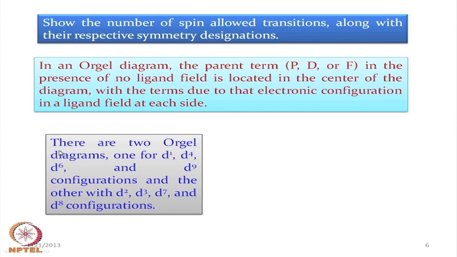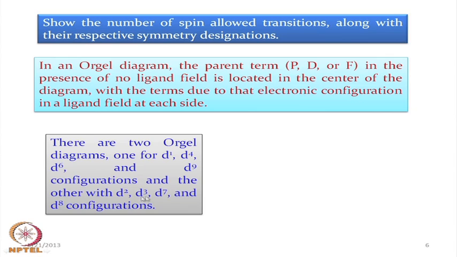So, there are basically two Orgel diagrams we can have, one for D1, D4, D6 and D9 configurations: D1 and its hole equivalent D9, and D4 and its hole equivalent D6, because for D1 and D9 and D4 and D6 we have the same ground terms, which are basically the D terms.